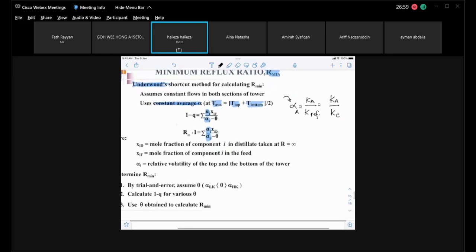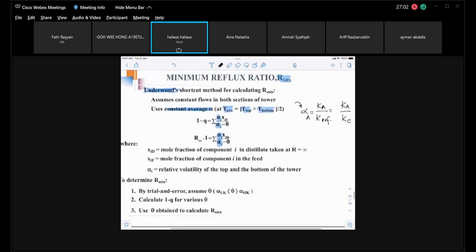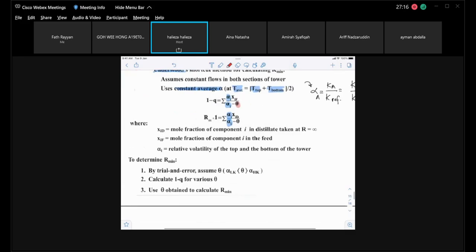So how to get the minimum reflux ratio? First of all, you need to determine this value, which we refer to as alpha here. Alpha must be determined first from the 1 minus q equation. Yeah, and how to know what alpha is done by trial and error. And that value must be between the relative volatility of your light key and the relative volatility of your heavy key. There's an error in the sign.